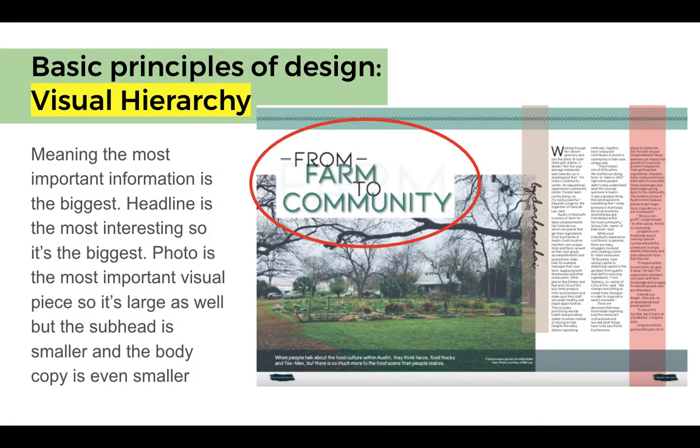All right, visual hierarchy. It's really the same thing as type hierarchy, meaning that the most important information is the biggest. The headline is the biggest here, it's the most interesting. This photo is the biggest, so it's prominent for visual hierarchy, okay? We want to make sure that we have something that is dominant, and then we have other elements that are smaller. One, it's adding contrast. Two, it leads us to see what is the most important information.